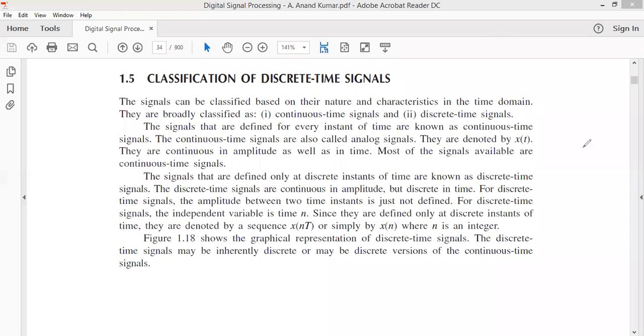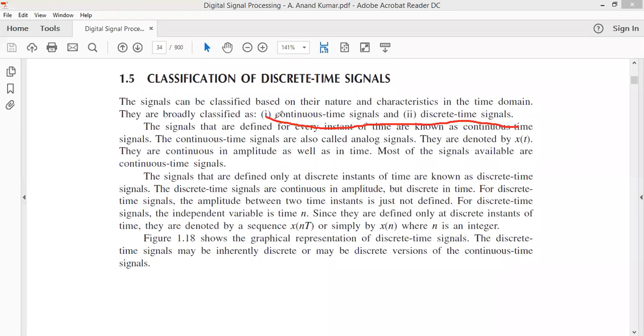So before discussing classification of discrete time signals, first we'll discuss what a signal is. A signal contains some information. The signal may be a one-dimensional signal or a multidimensional signal, depending on some independent variable. Here we will always discuss that the signal is a function of time t. Signals are mainly classified into two types: continuous time signals and discrete time signals.